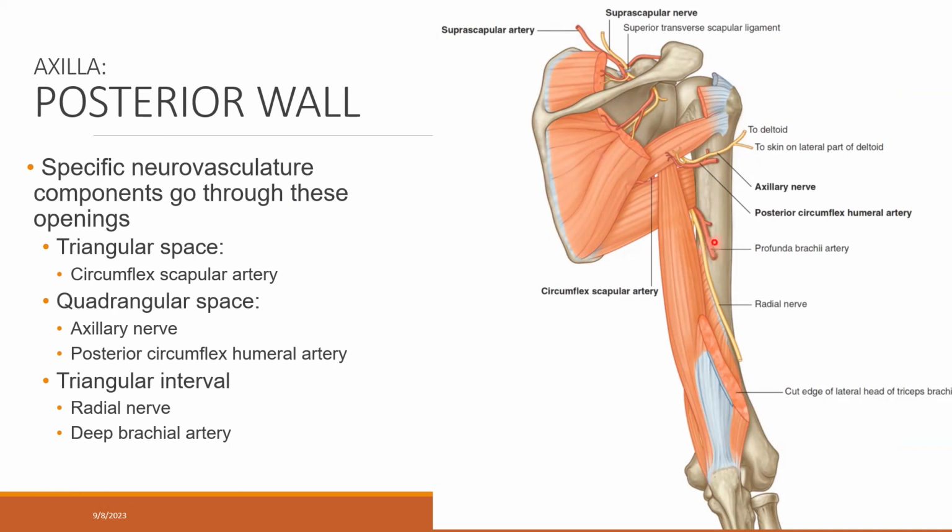And finally, going through the triangular interval down here, you have two components, one nerve and one artery. The artery is the deep brachial artery, also called the profunda brachii artery, and the nerve is going to be the radial nerve. This is a very, very frequent exam question. So you need to understand as well as memorize these three holes, as well as what goes through these holes. Very important.